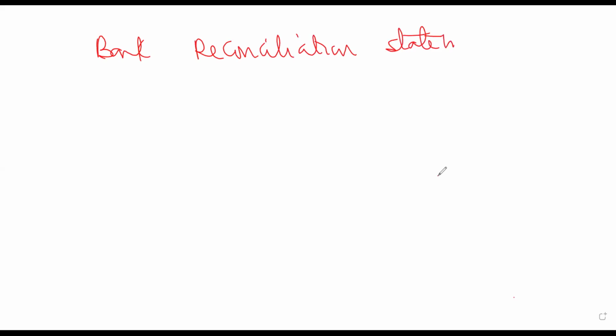So we are coming to look at what we call bank reconciliation statements. Okay. It's a very simple and basic thing that you have to understand. It's not anything big. So we are looking at bank reconciliation statements.